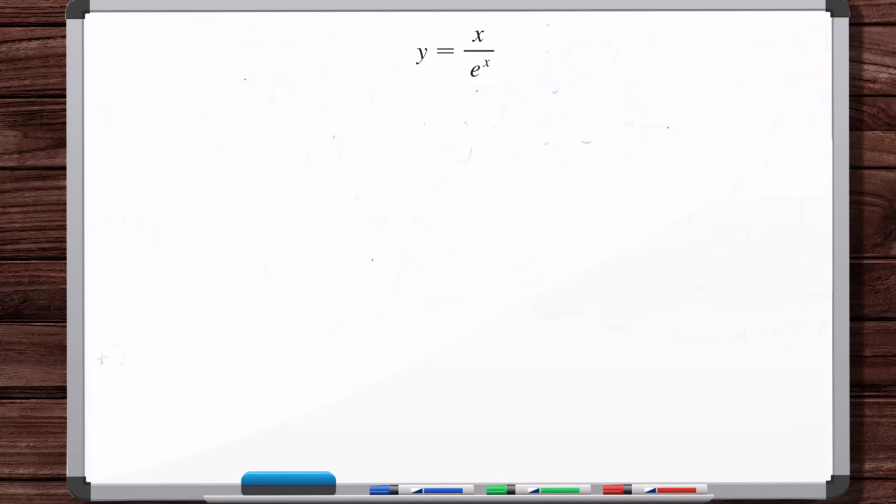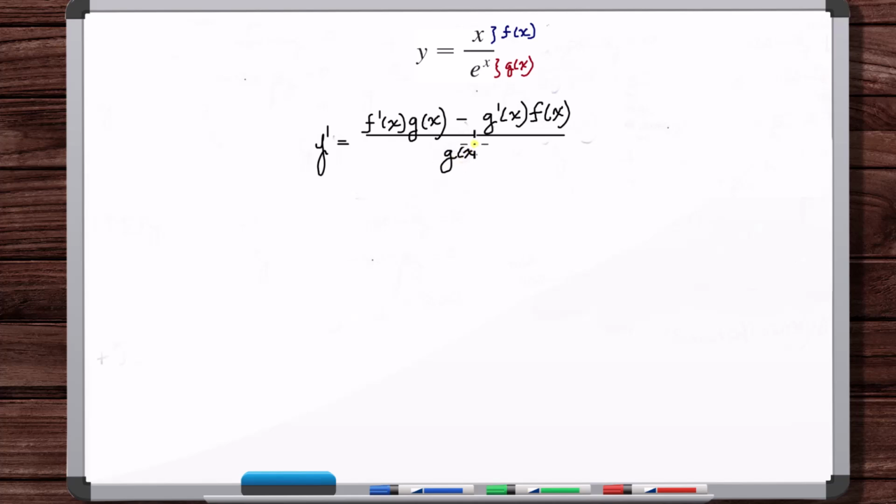We're going to use the quotient rule. This is f of x. This is g of x. So the quotient rule: we have the derivative of the top times the bottom, minus the derivative of the bottom times the top, all over the bottom squared.